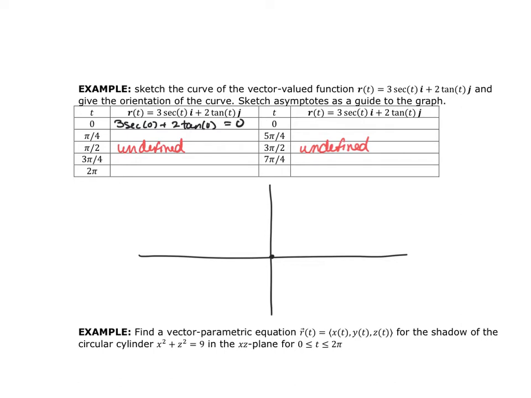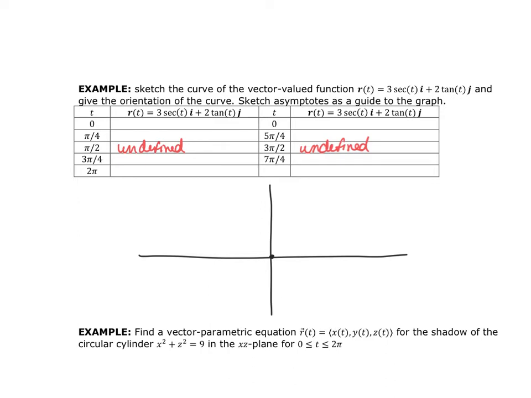Now I'm going to do the pi over 4, so I have 3 secant of pi over 4 plus 2 tangent of pi over 4, and this is j, and this is i. And we end up with what we had before. I'm just going to erase part of this so I can just do the answers. You'll understand that I'm putting in 0 and I'm putting in pi over 4.